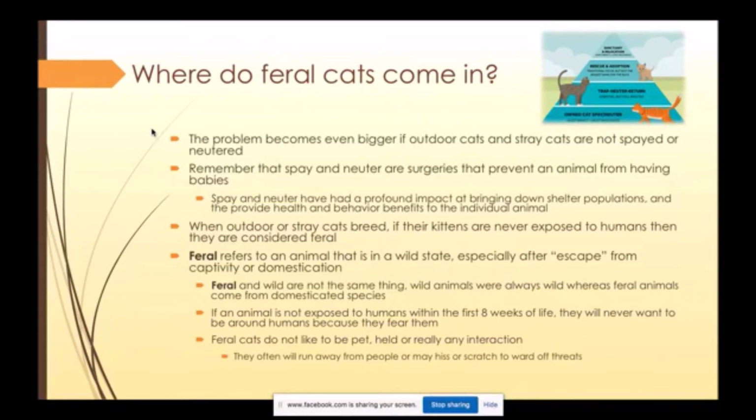So let's say when an outdoor cat or stray cat that's not spayed or neutered starts to breed, if their kittens are never exposed to humans, that's a cat that would be considered feral. So feral basically means an animal that is in a wild-like state, especially after a type of "escape" from captivity or domestication. I put the word escape in quotes because it's not like they're trying to get out of being domesticated. It's more that people weren't taking care of them, and that process starts to revert back.